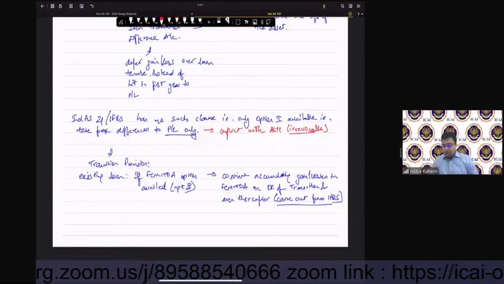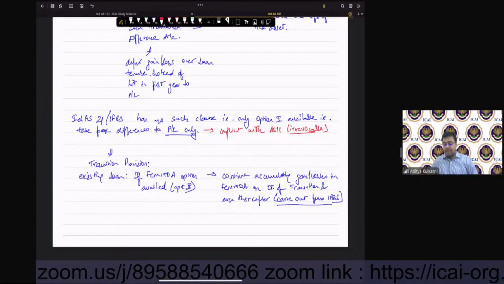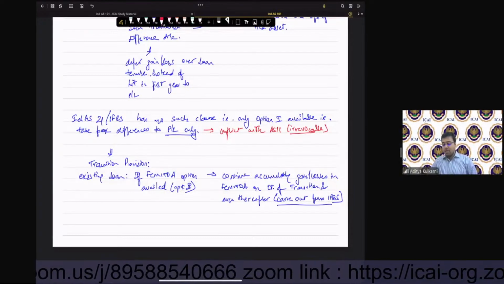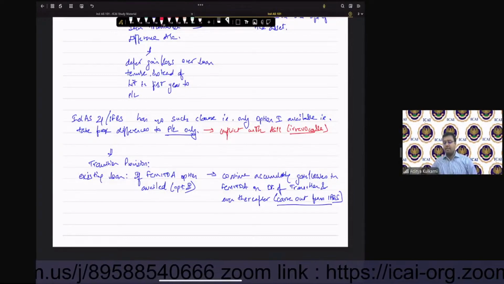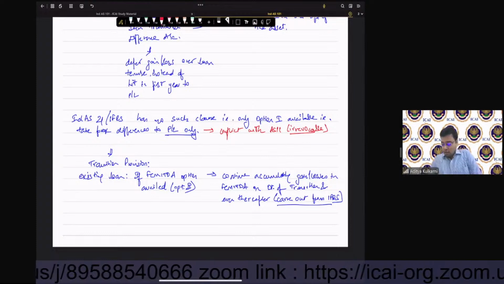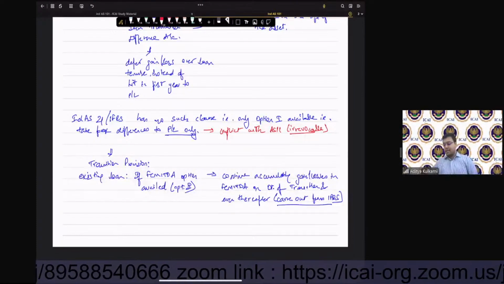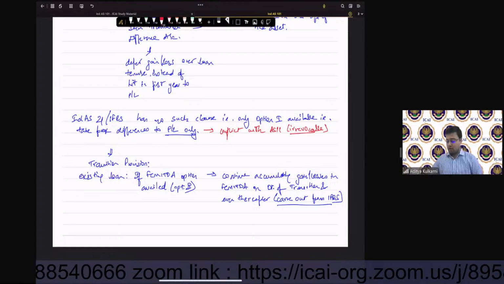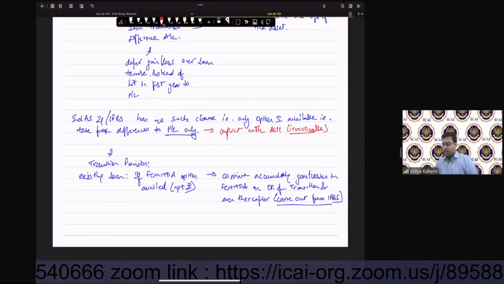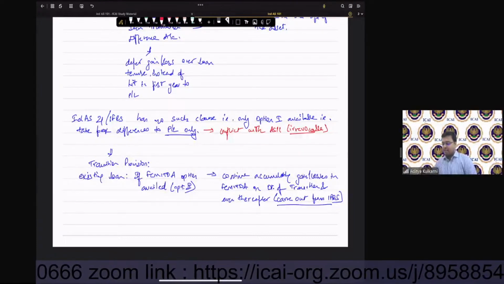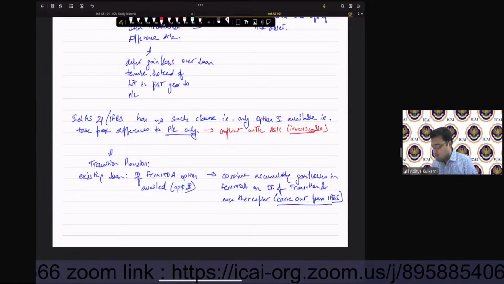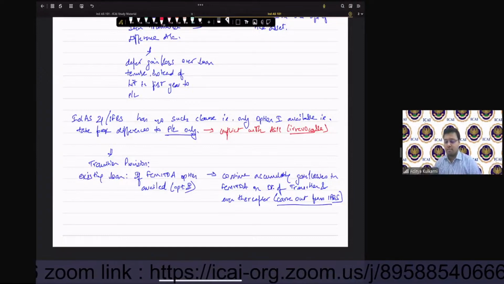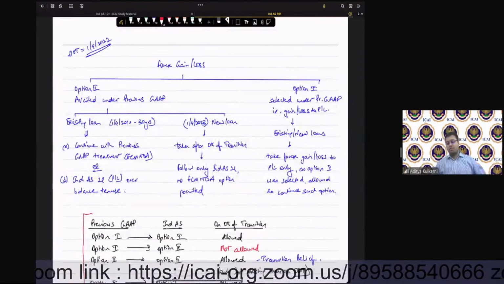The transition provision says that in respect of an existing loan, if the FCMITDA option was availed, then you opted for the second option. You can continue opting for the second option, accumulating the difference in your FCMITDA on the date of transition, and even there, carve out. This is a carve out from IFRS.